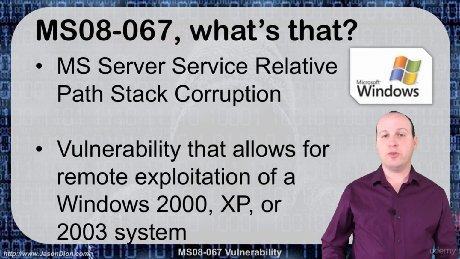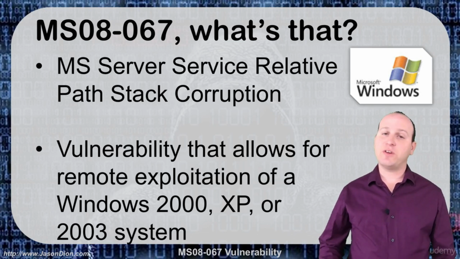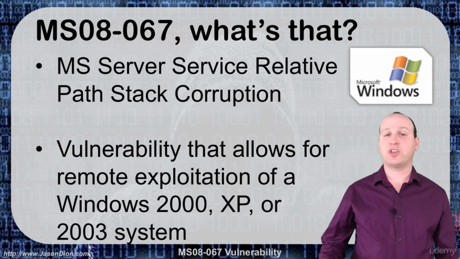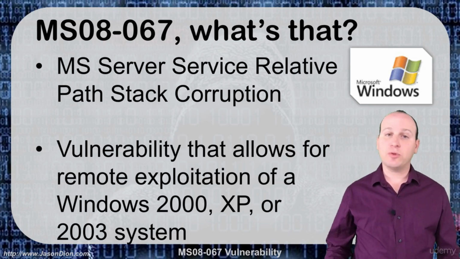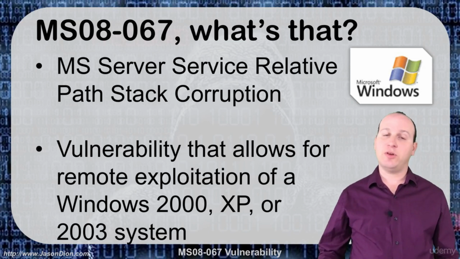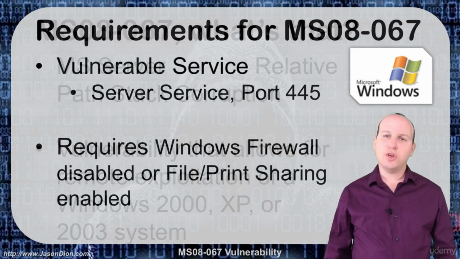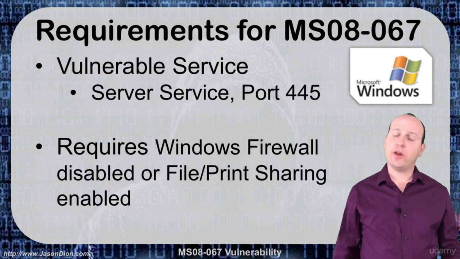Once we got into Windows 7 and above, they had started fixing this vulnerability and taking it out. Sometimes you'll find that it works on Windows 7, sometimes it doesn't. It depends if the person is actually patched for it. But it works almost all the time in Windows 2000, XP, or 2003 if they're using file sharing services on one of those machines. So what are the requirements for MS08-067 to work?